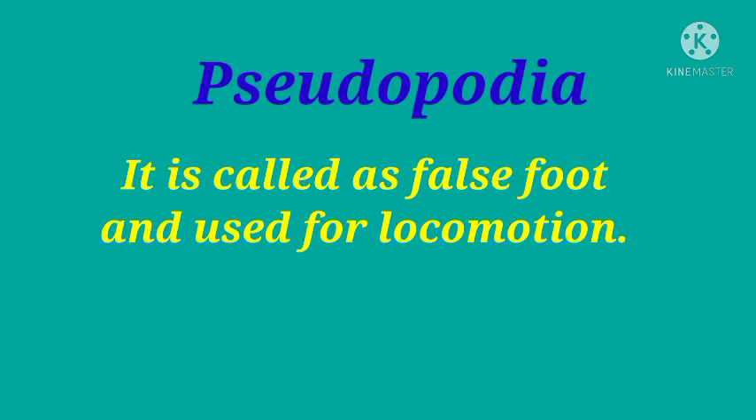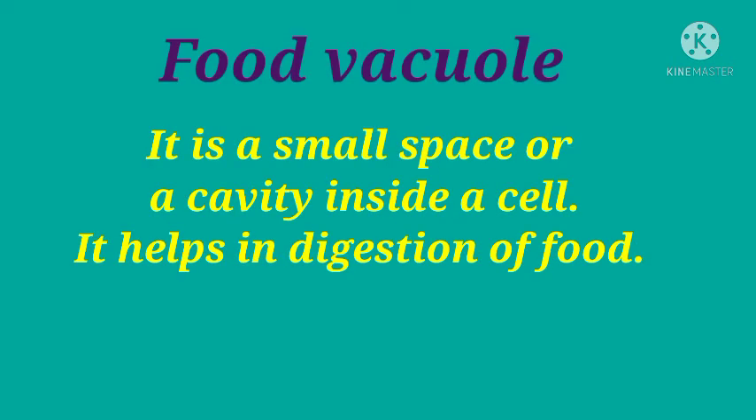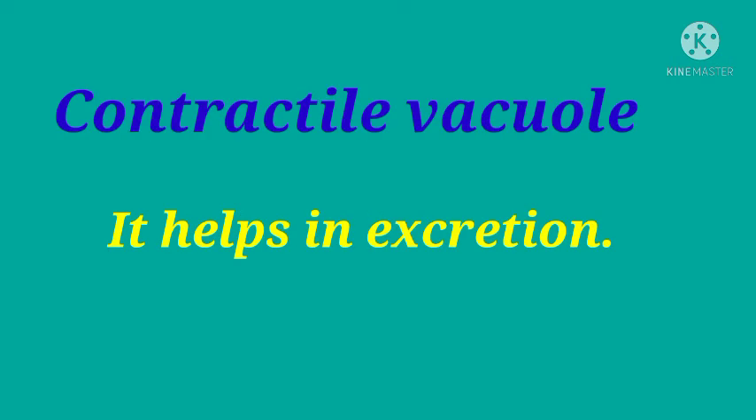Coming to the food vacuole, it is a small space or a cavity inside a cell that contains air, water and food. While the contractile vacuole helps in excretion. That is, digestion is by the food vacuole and excretion is by the contractile vacuole.